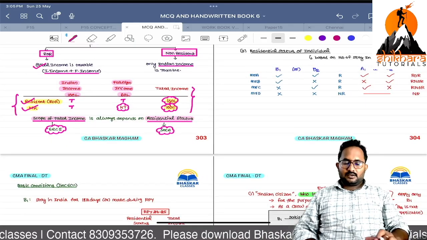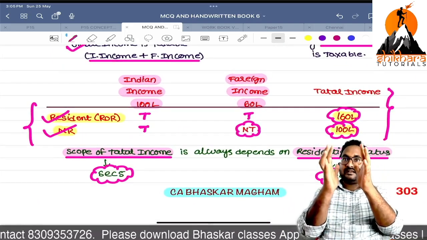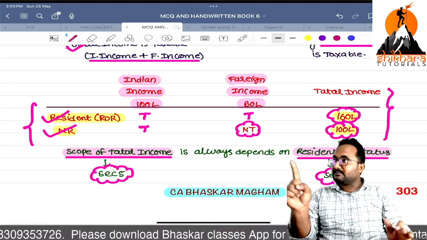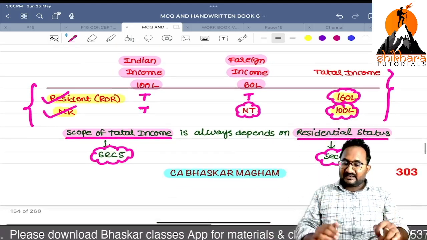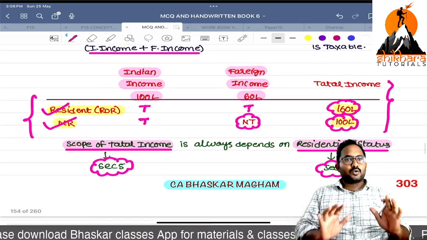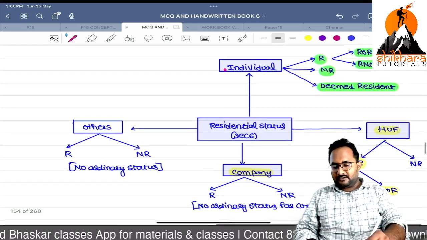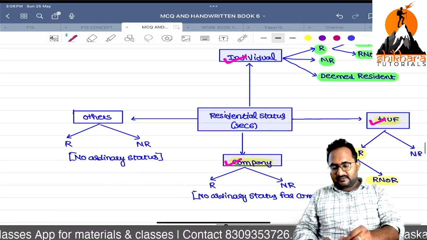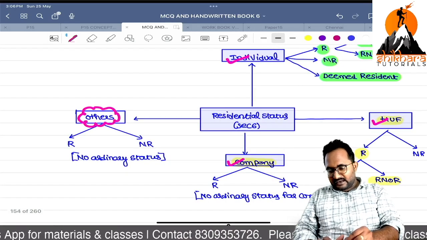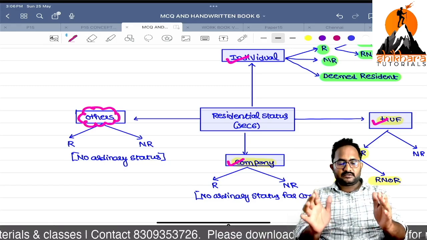So I think in your intermediate level also, before calculating the 5 heads of income, first you need to determine the residential status. Based on residential status only, we can say what your total income is. Now, next point. In the definition of person, we have an individual, HUF, a company, and others. Others means here you can read all the things: AOP, BOI, AJP, partnership firm, all others.